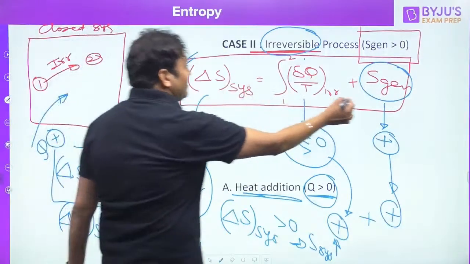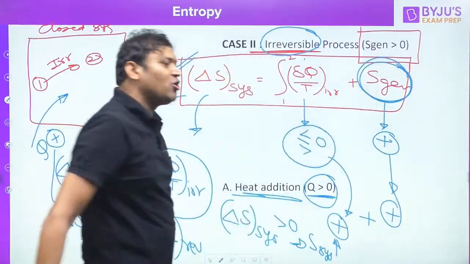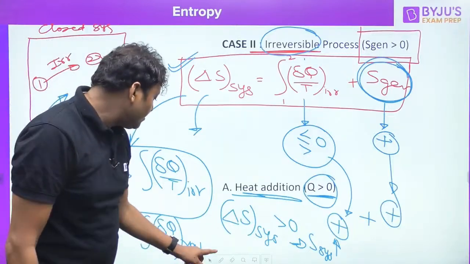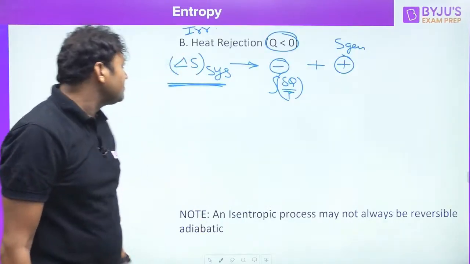Actual expression is this. There is an entropy generation coming into picture. I hope it is clear. Please acknowledge so that we can proceed further.